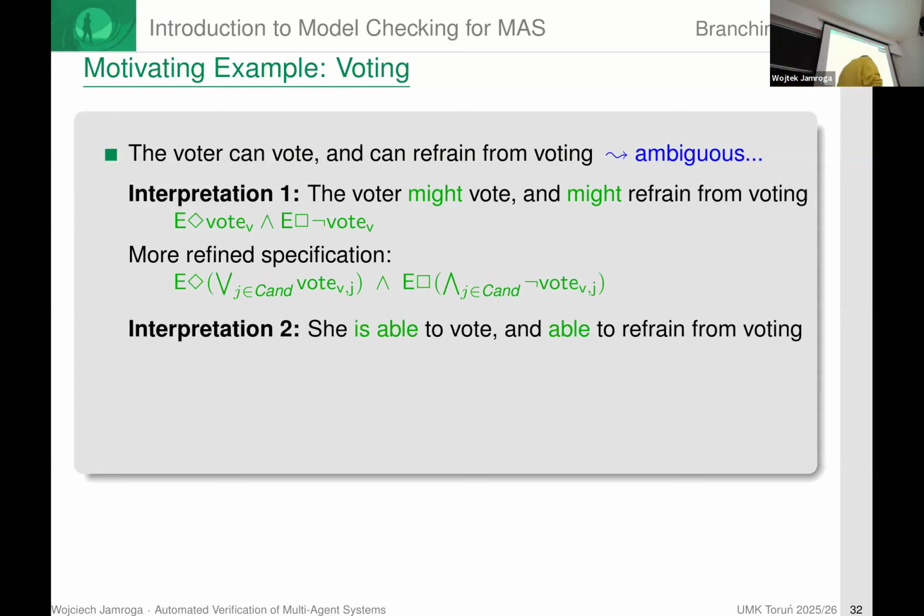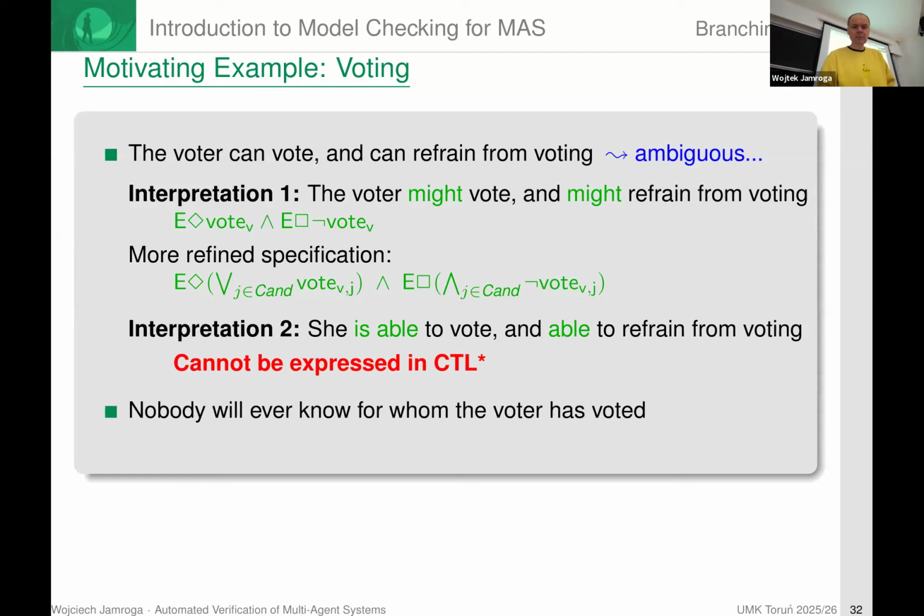And there is also another interpretation of the statement, which doesn't talk about possibility, but where "can" means my ability to shape the course of action, to enforce a course of action that satisfies some property. And this cannot be expressed in temporal logic. This will be the main motivation for the next lecture, where we consider logic of strategic ability. So if I want to say that the voter is able to vote and able to refrain from voting, you will see how to specify that 3 weeks from now.